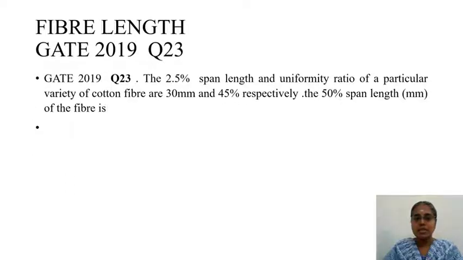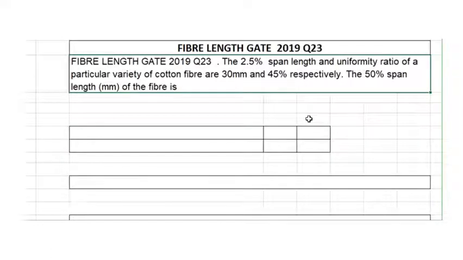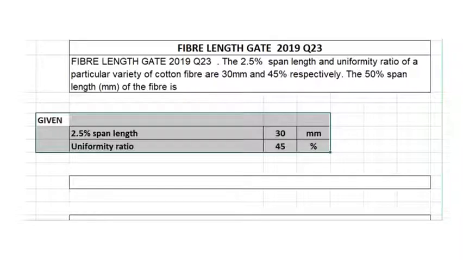The next question related to fiber length: with regard to HVA instrument, the 2.5% span length and uniformity ratio are given, and you have to find the 50% span length. The given data are 2.5% span length and uniformity ratio. Uniformity ratio is in percentage and 2.5% span length is 30 mm. You can see fibrograph HVA. You can refer to these things for knowing the formula.